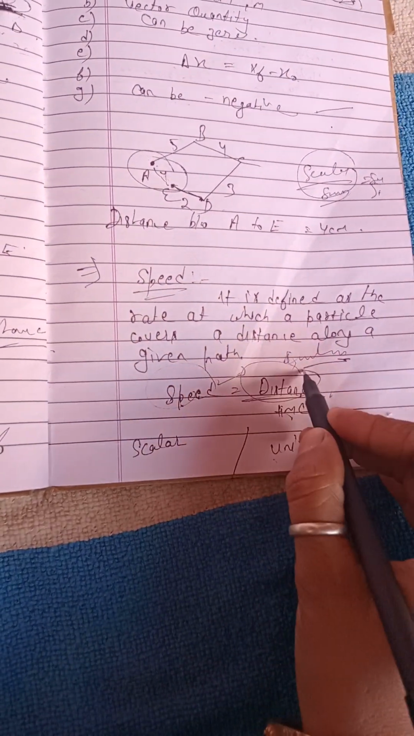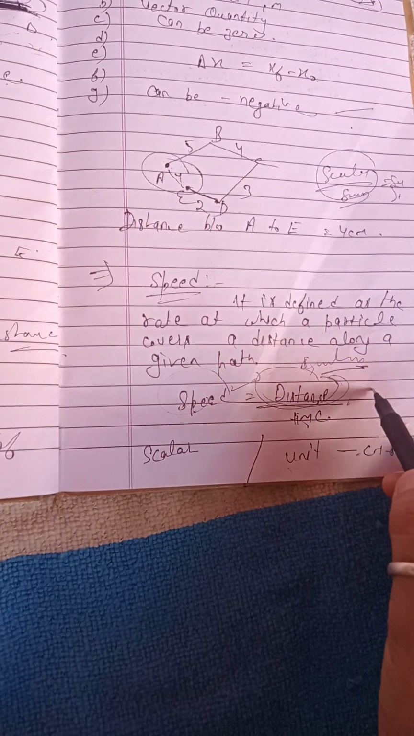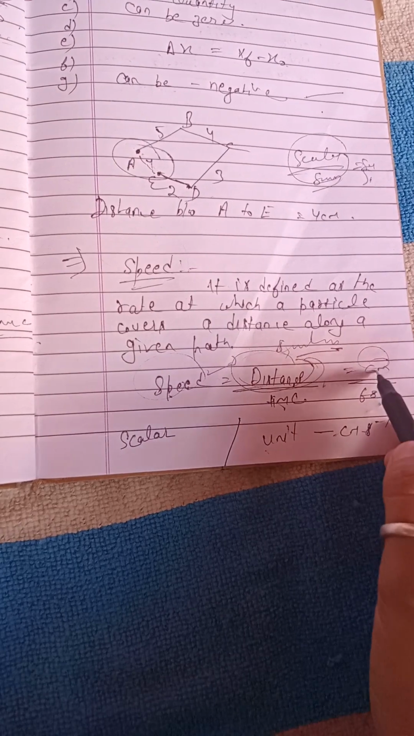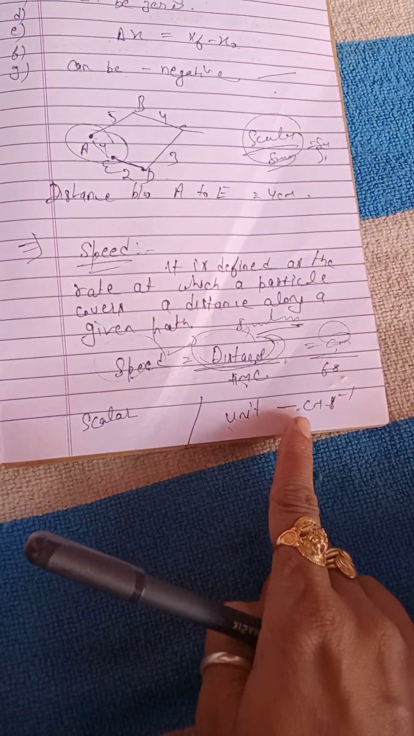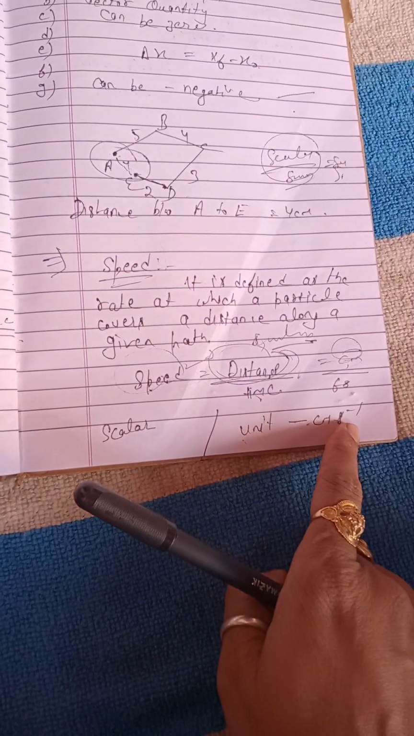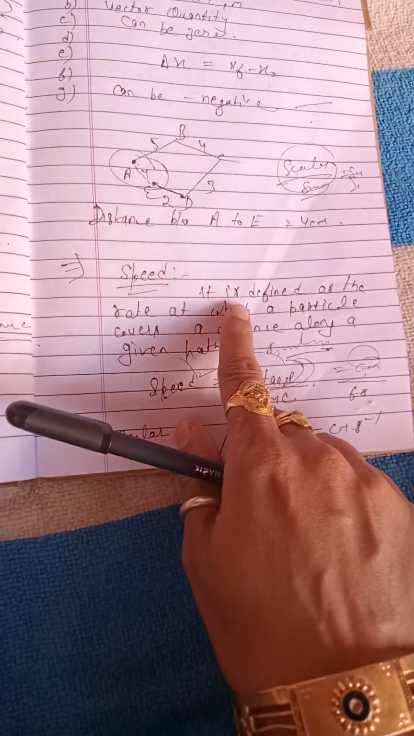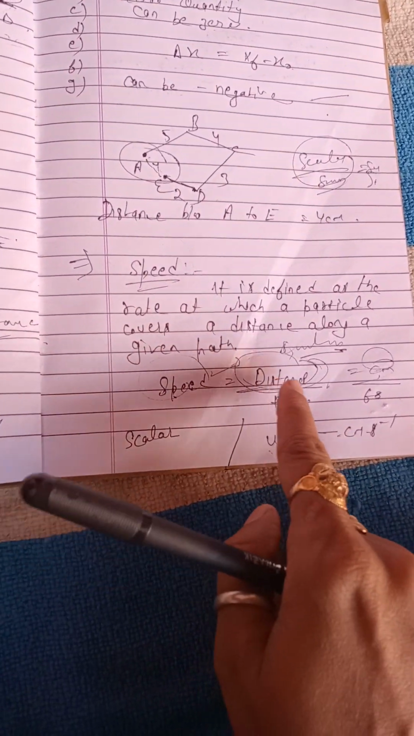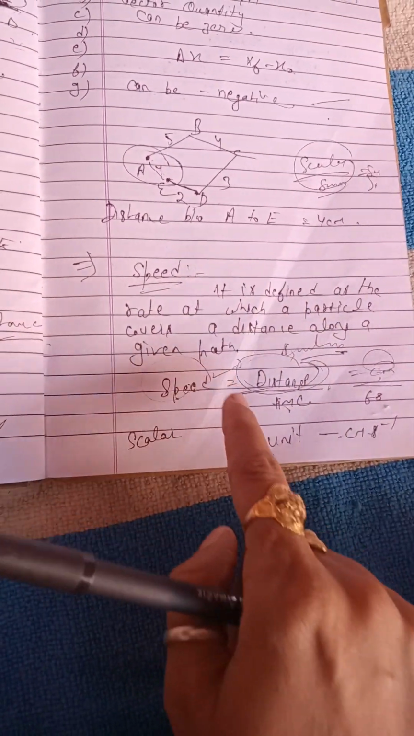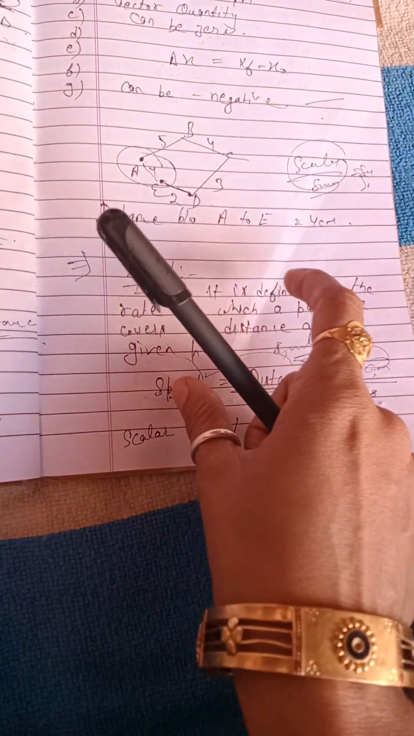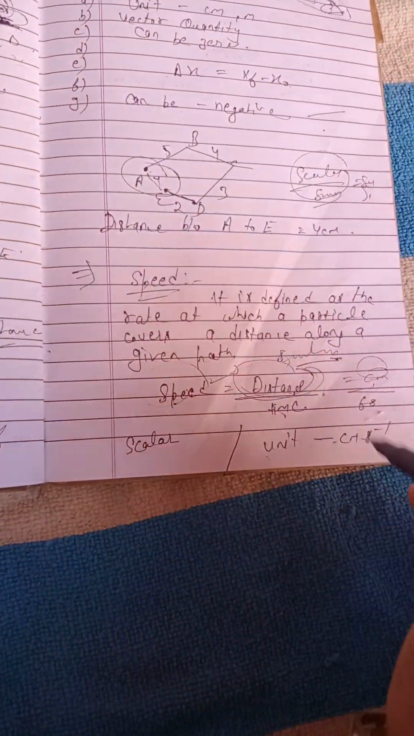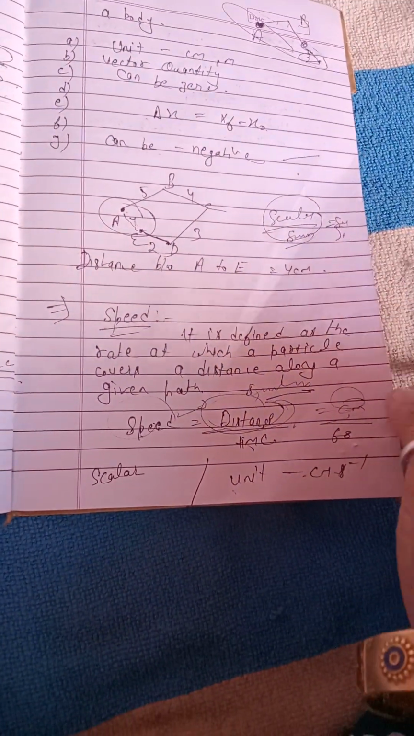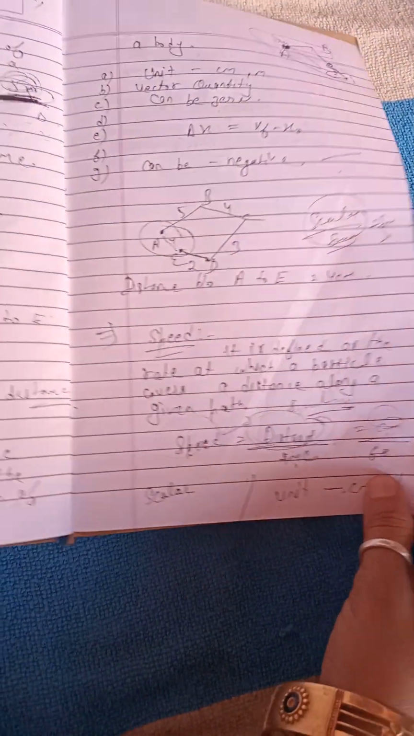The unit of distance is centimeter and the unit of time is second. So the unit of speed is centimeter per second. Speed is defined as the rate at which a particle covers a distance along a given path. Speed is equal to distance upon time. Speed is a scalar quantity and its unit is centimeter per second and meter per second.